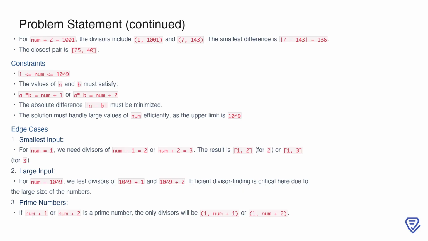At the upper limit, when number equals 10 to the power of 9, the numbers number plus 1 and number plus 2 are extremely large, so efficient divisor finding algorithms are critical. Another edge case arises when number plus 1 or number plus 2 is a prime number, as the only valid divisors in such cases are 1, number plus 1, or 1, number plus 2. Handling these scenarios efficiently while ensuring the smallest difference makes this problem an interesting challenge.